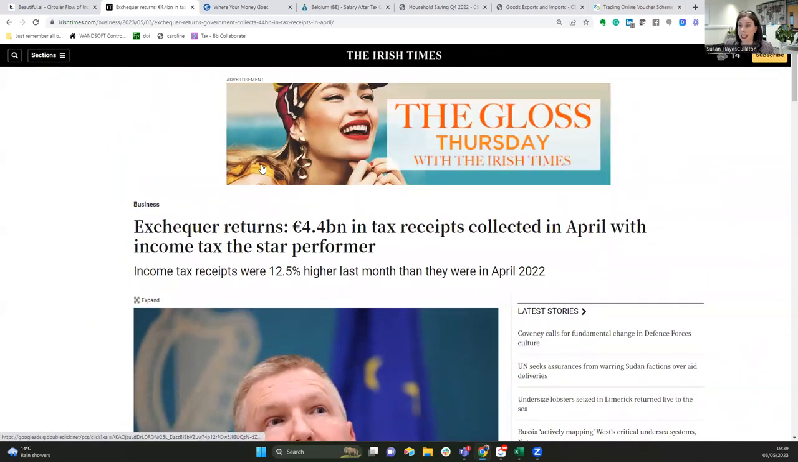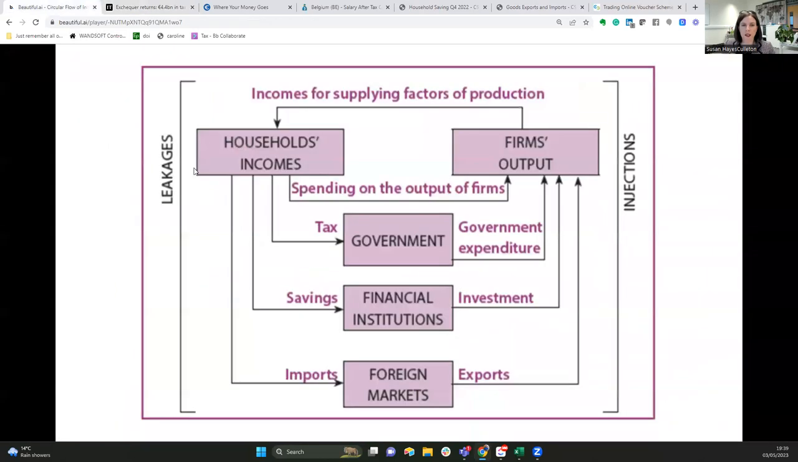But of course, all of this is leakage. All of this is money that is leaving the building. All of this is money that is not being put into people's pockets. It's being put into the government. The question then is, how does the government use that money in order to make sure that it keeps flowing, and that it can also give grants to entrepreneurs like the one who set up the pizzeria?